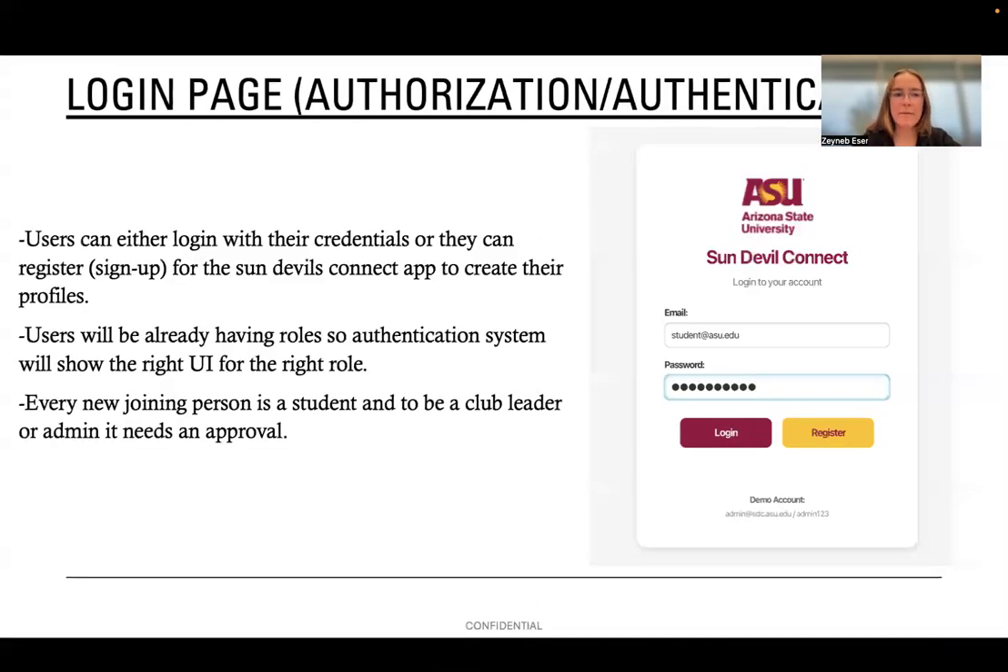Okay, first we have the login page and we added the authorization and authentication feature for our application. Users can either log in with their credentials or they can sign up or register for the Sun Devil Connect app. We only require their email and password. When users first register, their role will be a regular student, which is the regular user. We also have the club leader login, and we have an admin login.